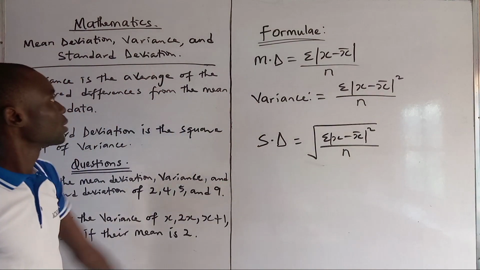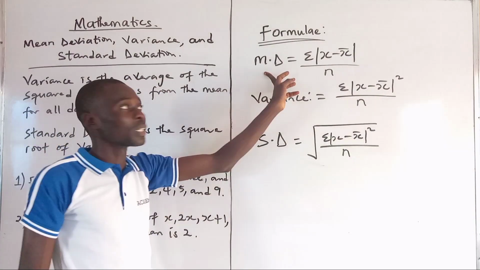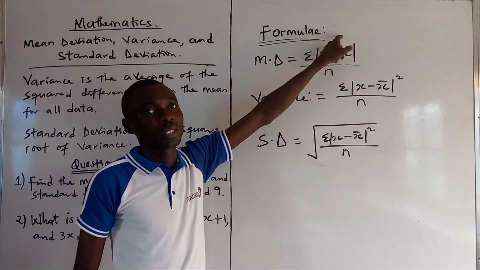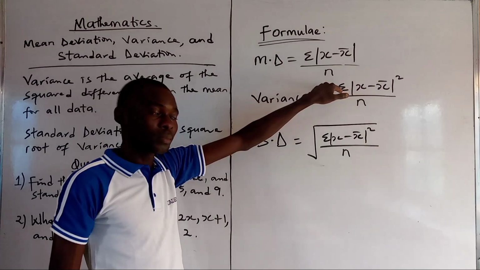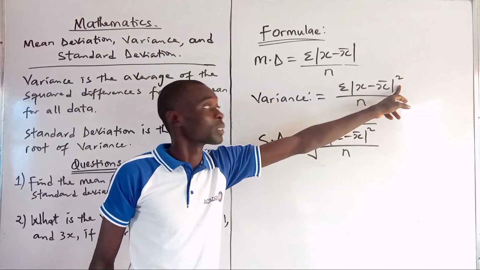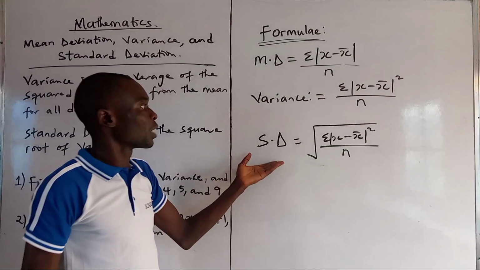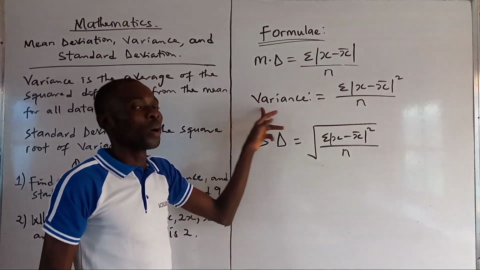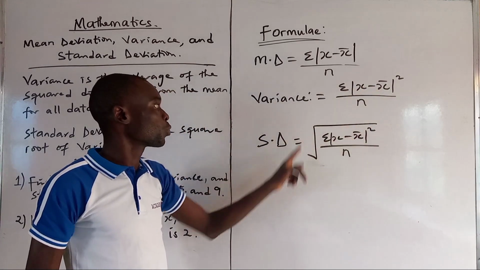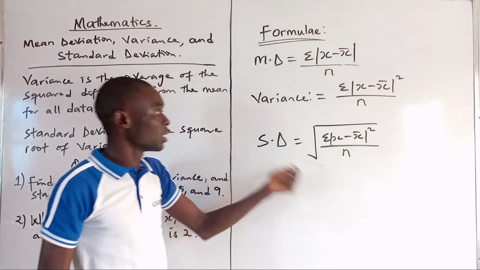So the formula for mean deviation is the summation of the absolute value of x minus x bar, everything over n. For variance, the only difference is you have to square the difference from the mean. And then standard deviation is the root of variance. As you can notice, we write the same variance, but the root of it is the standard deviation.